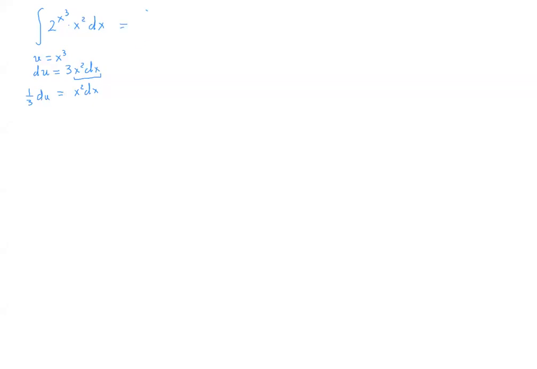So now this will become 2 to the u times 1/3 du. The 1/3 can go outside, and this will be 1/3 times 2 to the u over ln 2 plus c. Again, we should go back to our original variable, which is 1/3 ln 2 times 2 to the x cubed plus c.